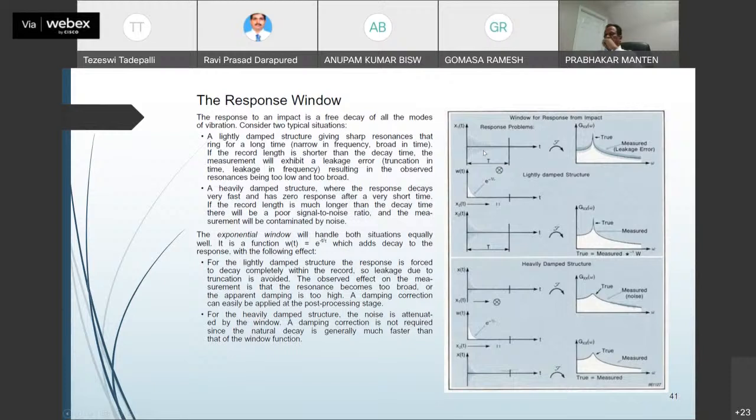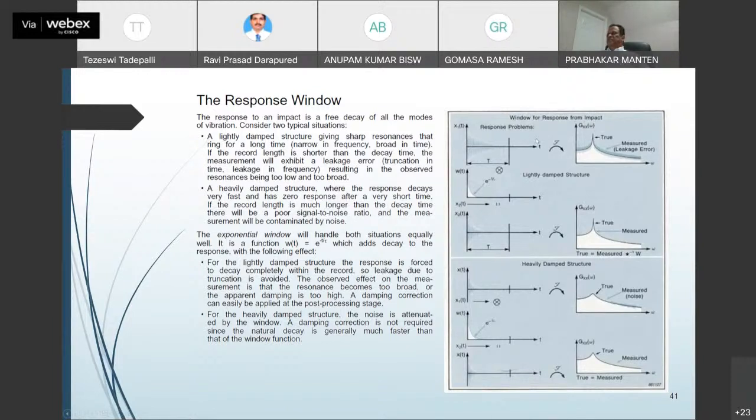The response window, output. The response is typically a free decay of all the modes. If you excite the structure with a hammer, all the resonant frequencies are excited, and each one of those resonant frequencies is decaying, and usually the fundamental modes take a longer time to decay.